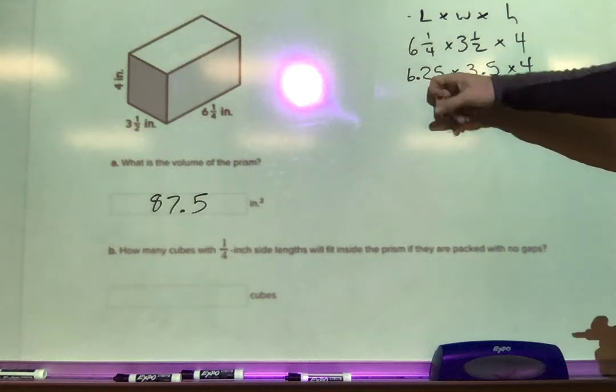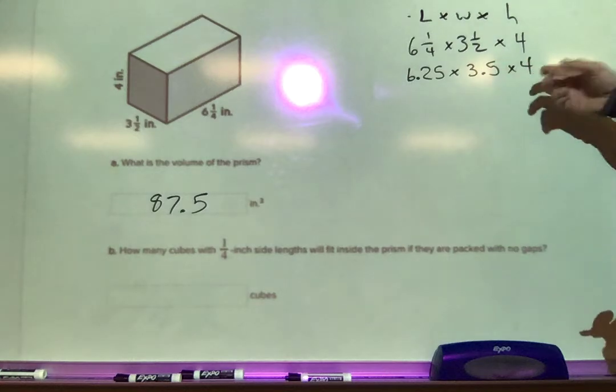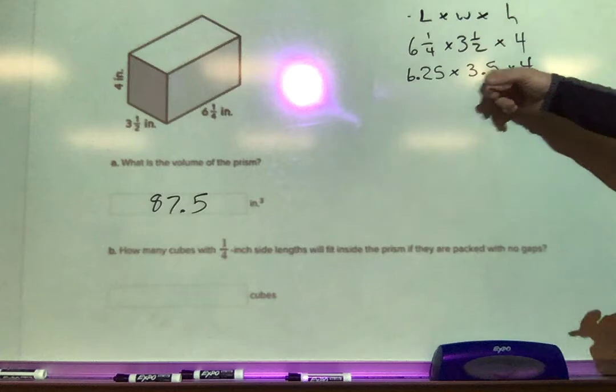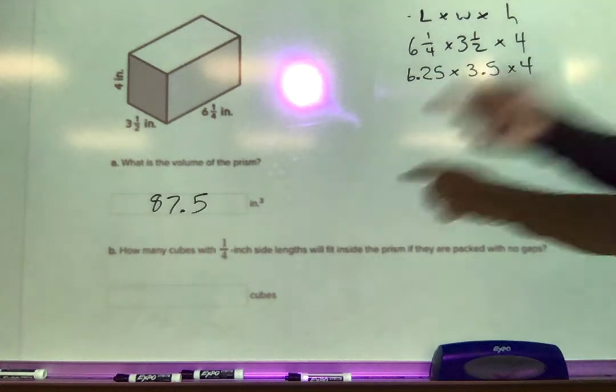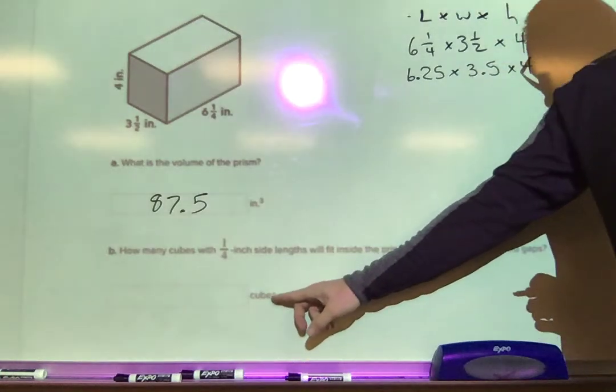Again, do a little estimating in your head. About 6 times 3 would be about 18 times 4. We're in the 70s. And it's going to be a little higher than that because these were a little bigger than 6 and 3. So that answer makes sense. That really wasn't the new part. The new part was, how do I deal with these little fractional cubes?